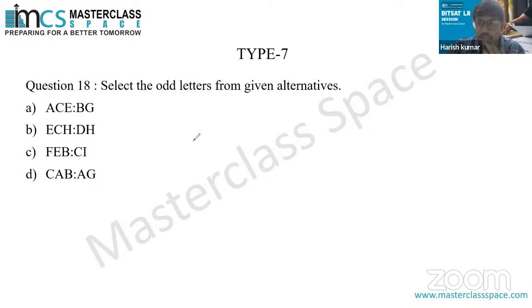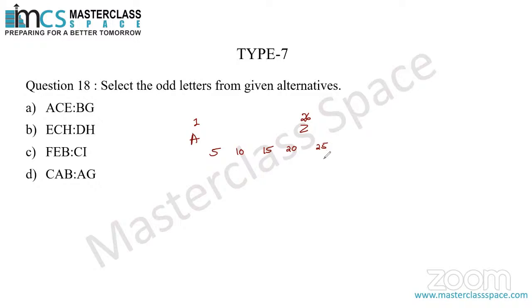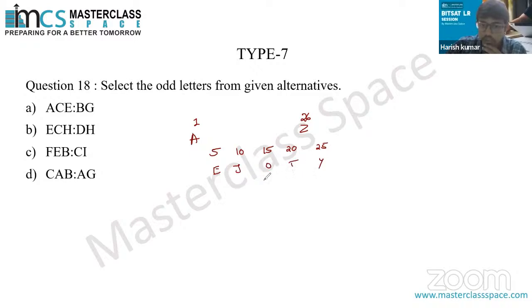What I'll suggest is, A and Z are clear, right? A is 1 and Z is 26. Now you just try to remember the letters which come at the points 5, 10, 15, 20, 25. So the letters are E, J, O, T, Y. EJOTY. Just remember these things and you'll be able to do it. Now solve this question.